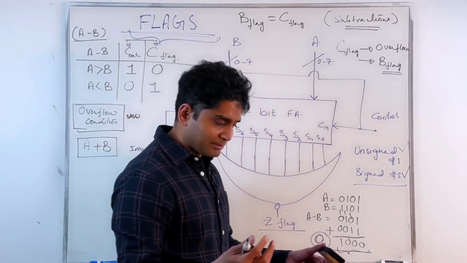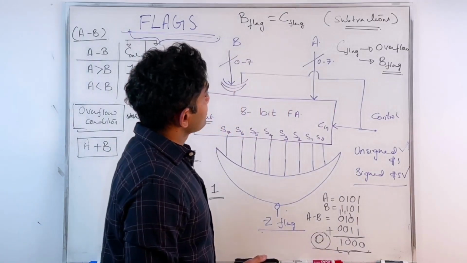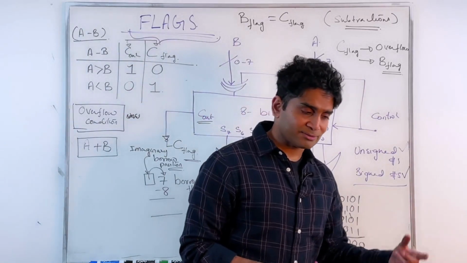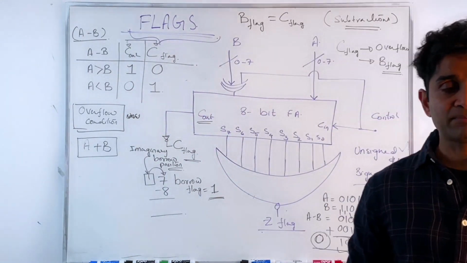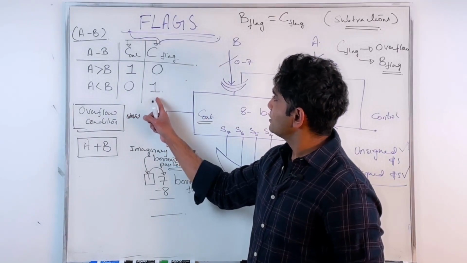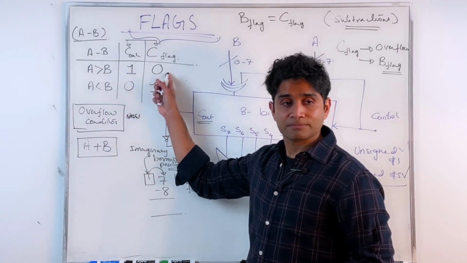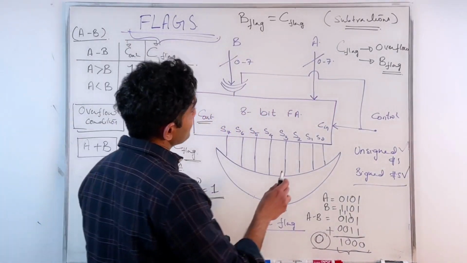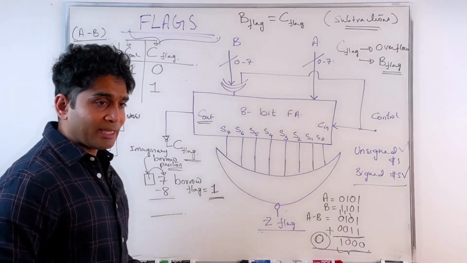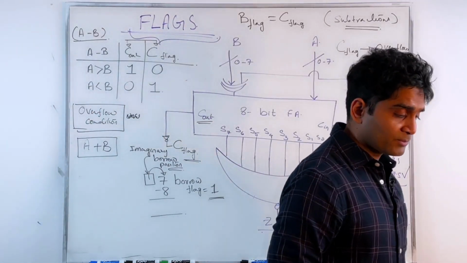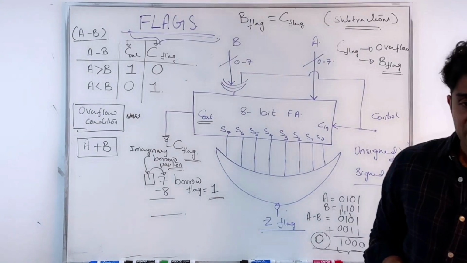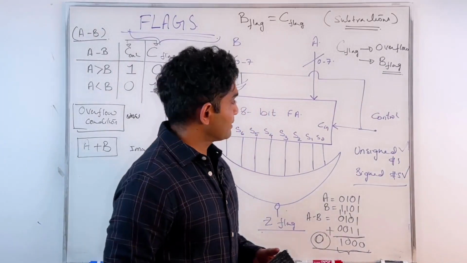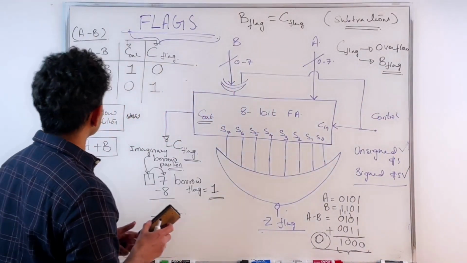So when I'm subtracting two numbers, I can check my C flag. If the C flag is set, then A is less than B. If A is larger than B, my C flag should not be set. When I'm doing the addition operation, my C flag is set when I have an overflow condition, and not set when I don't. I want to use it for both purposes. Does it work for both purposes here?